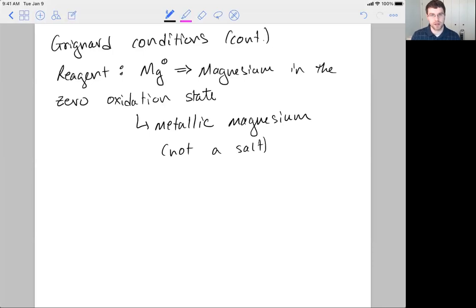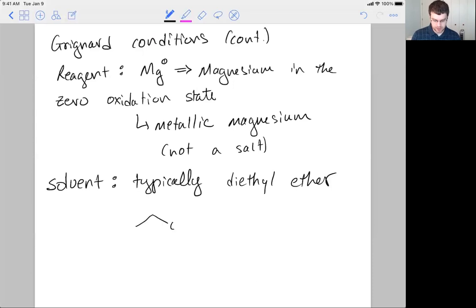Salts would have some sort of negative counterion attached to the metal by way of ionic bonding, and we would have had a redox process occur to convert the magnesium 0 into some magnesium with probably a +2 oxidation state. We'll look at that later, but magnesium has other oxidation states. But the next thing we want to include is the solvent. So the solvent is typically diethyl ether.